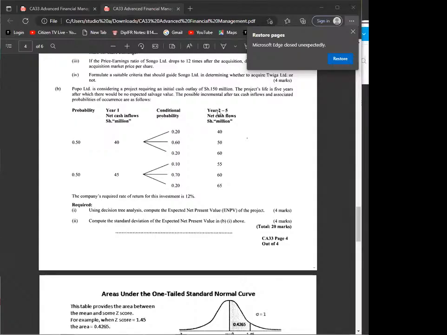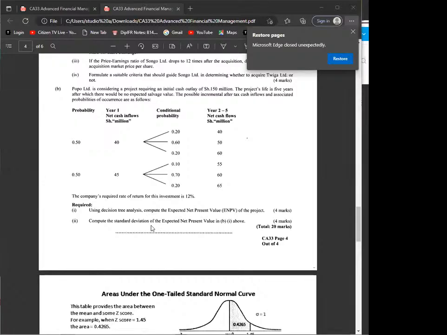But now check out this. They gave us from year 2 to year 5, and they were able to throw most of the students under the bus, simply because of a very simple thing: year 2 to year 5. The company's required rate of return for this investment is 12%. Using decision tree analysis, compute the expected net present value of the project.